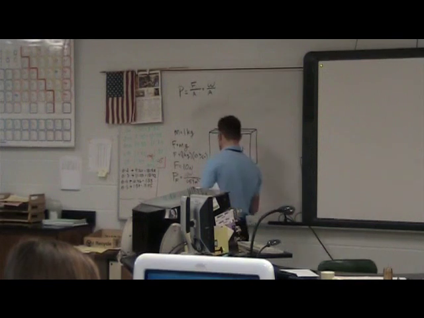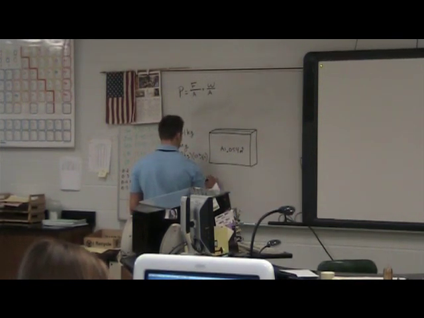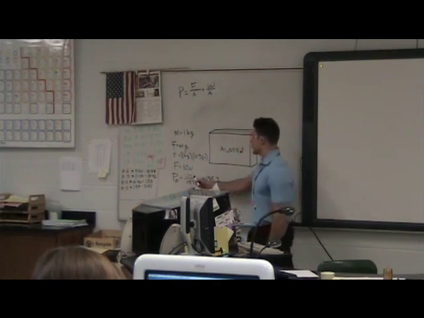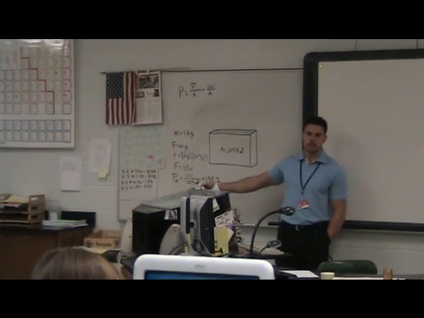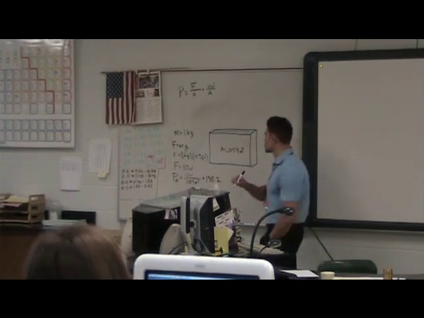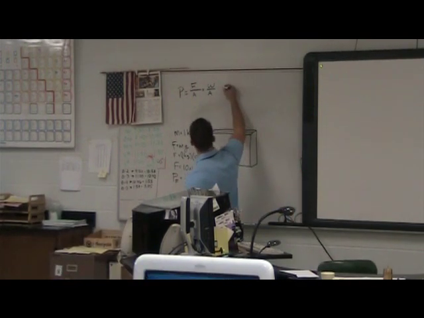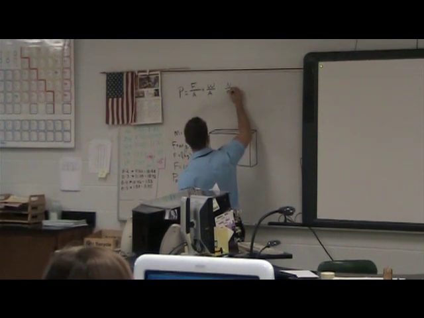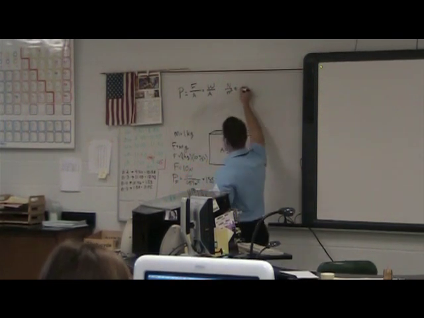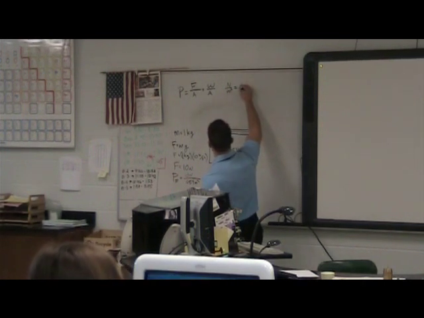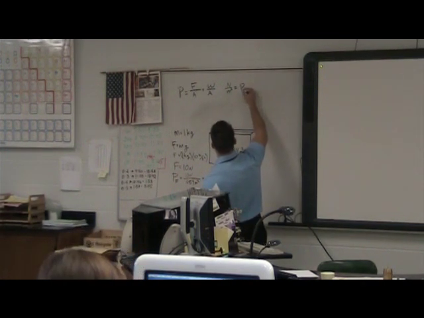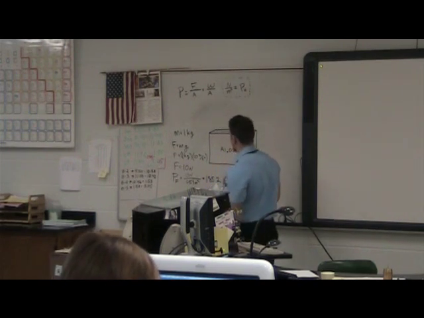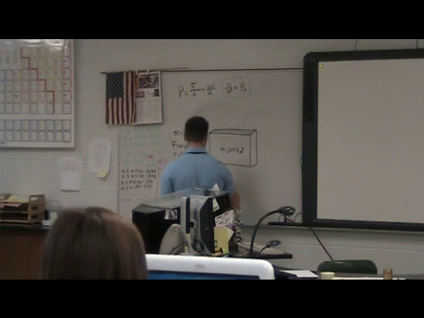185.19. 185.2. And what are the units going to be? Newtons per meter squared. So newtons per meter squared is the same thing as pascals. That's the unit for pressure. So 185.2 pascals.